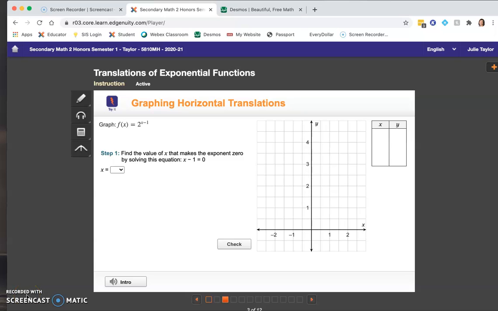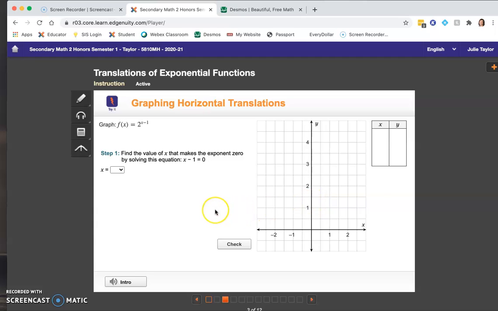Hi, this lesson is on translation of exponential functions. So first of all, what we need to know is what an exponential function is. If you look at this example right up here, f of x equals 2 to the x minus 1. If there's a variable in the exponent, then that's an exponential function. So we're going to graph this one. We're going to get some table of points and graph this.